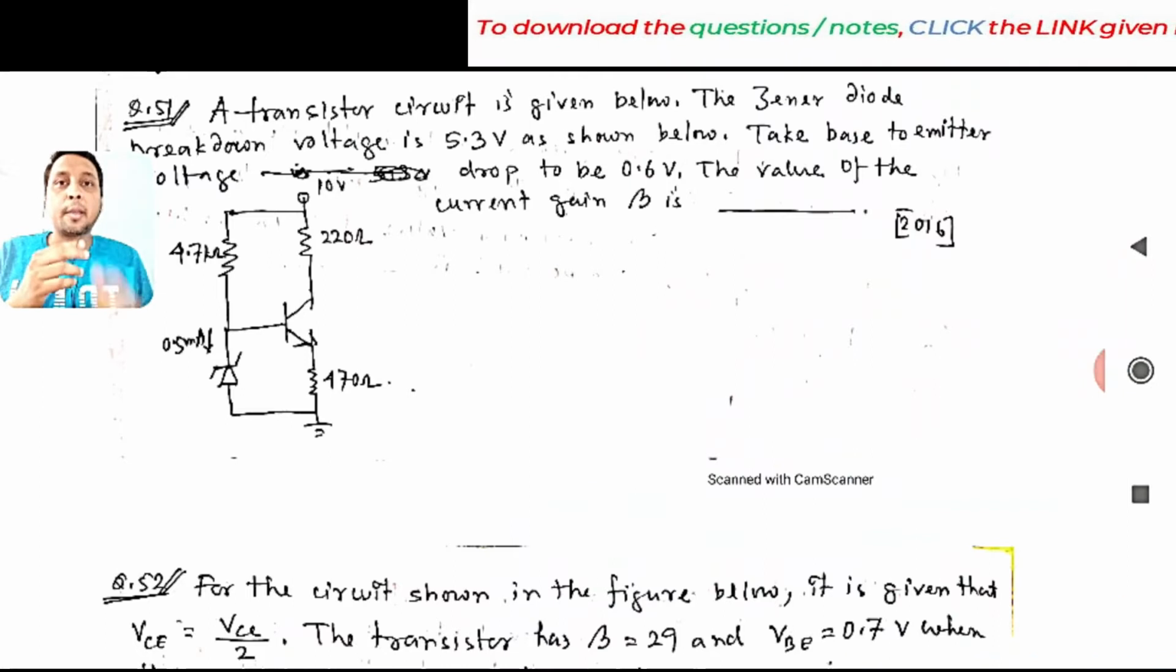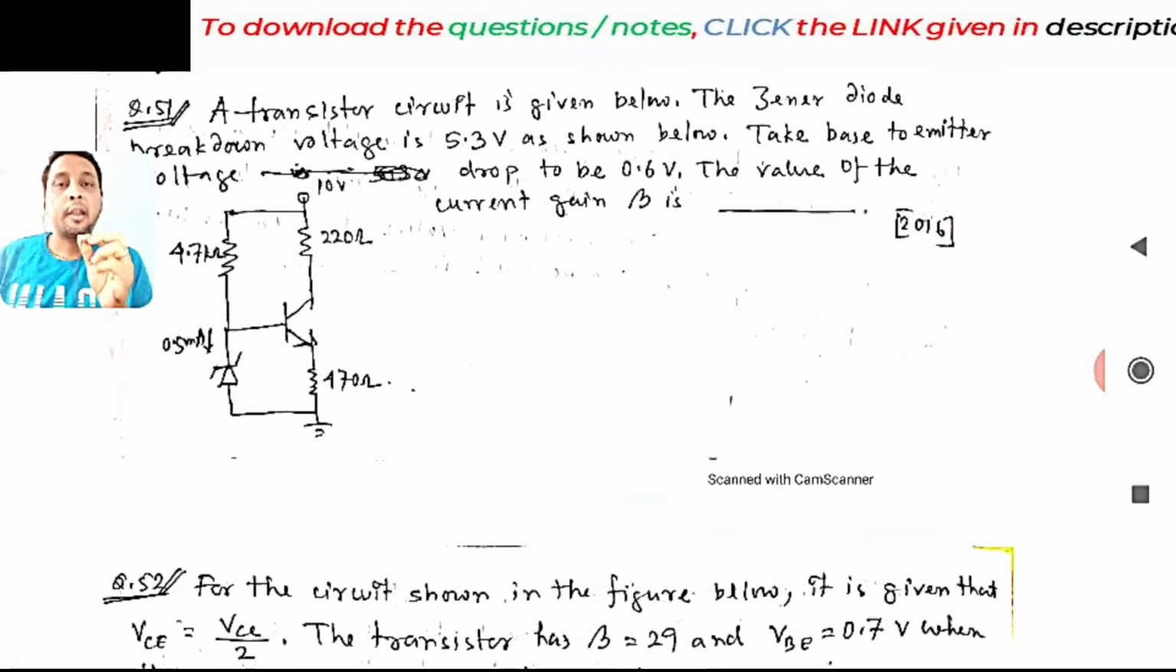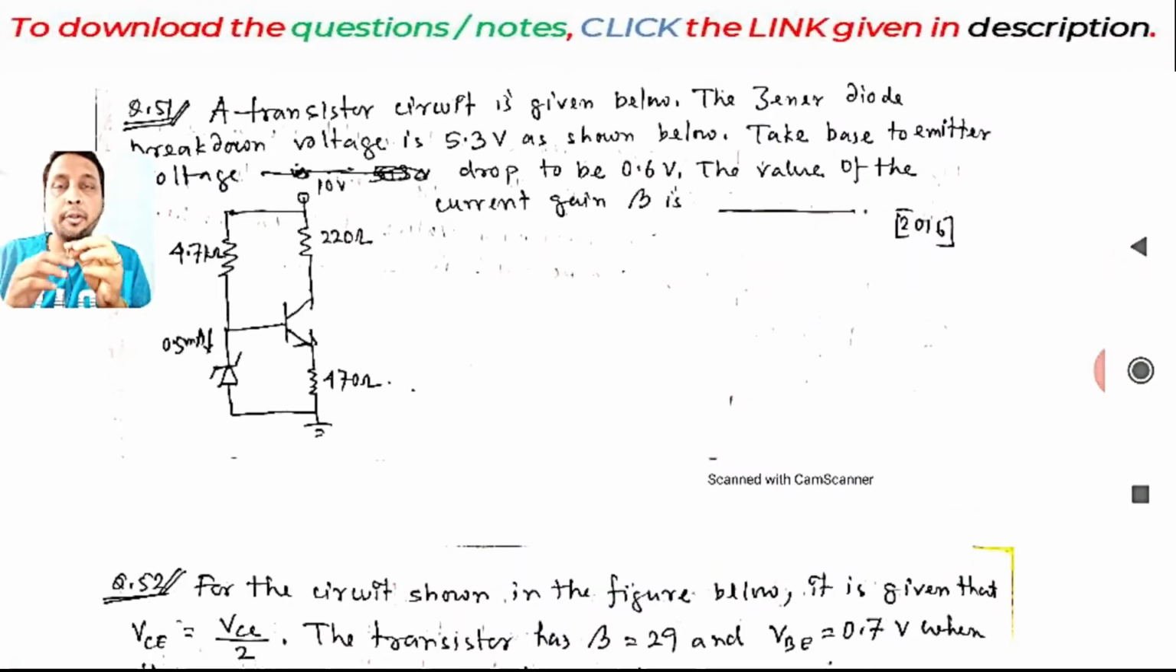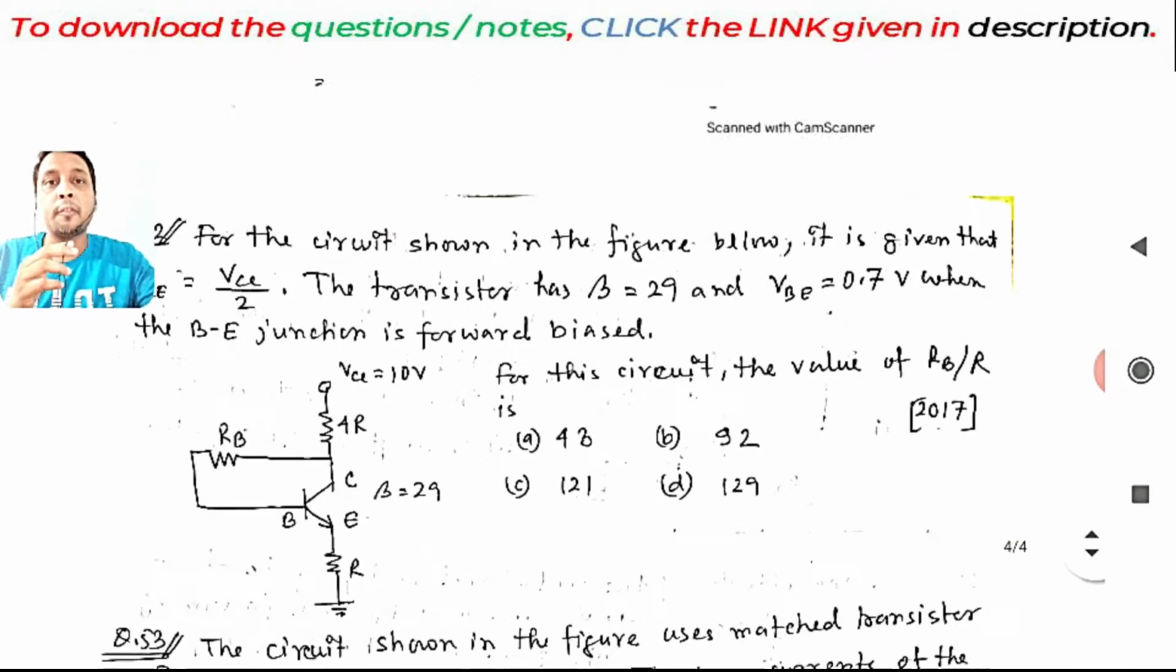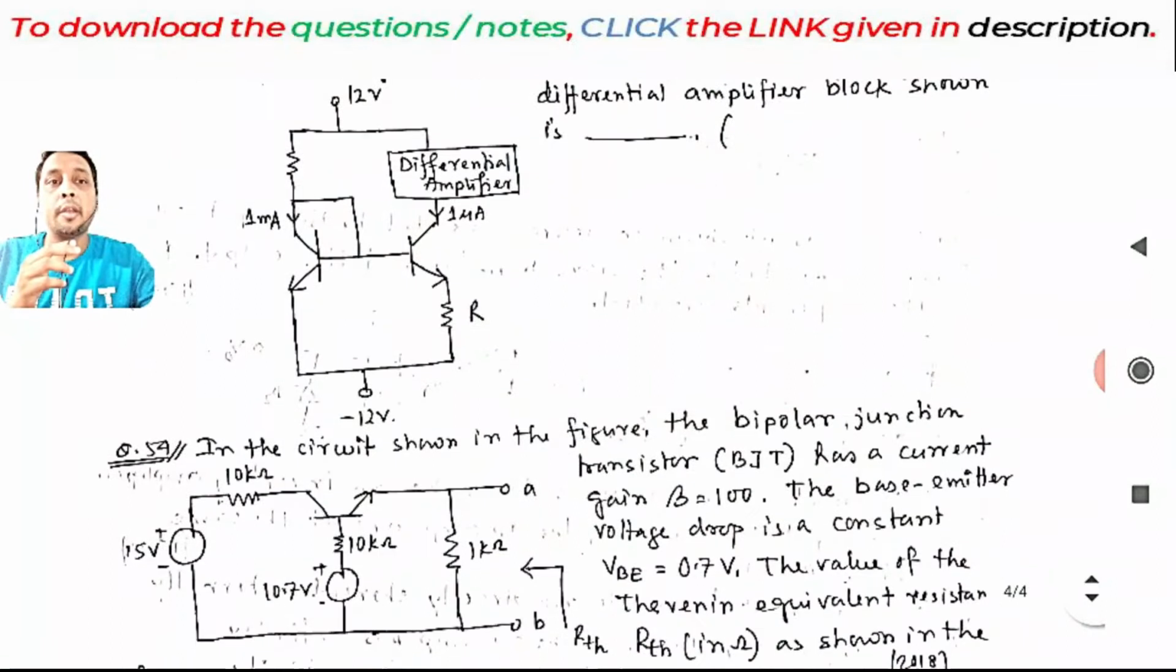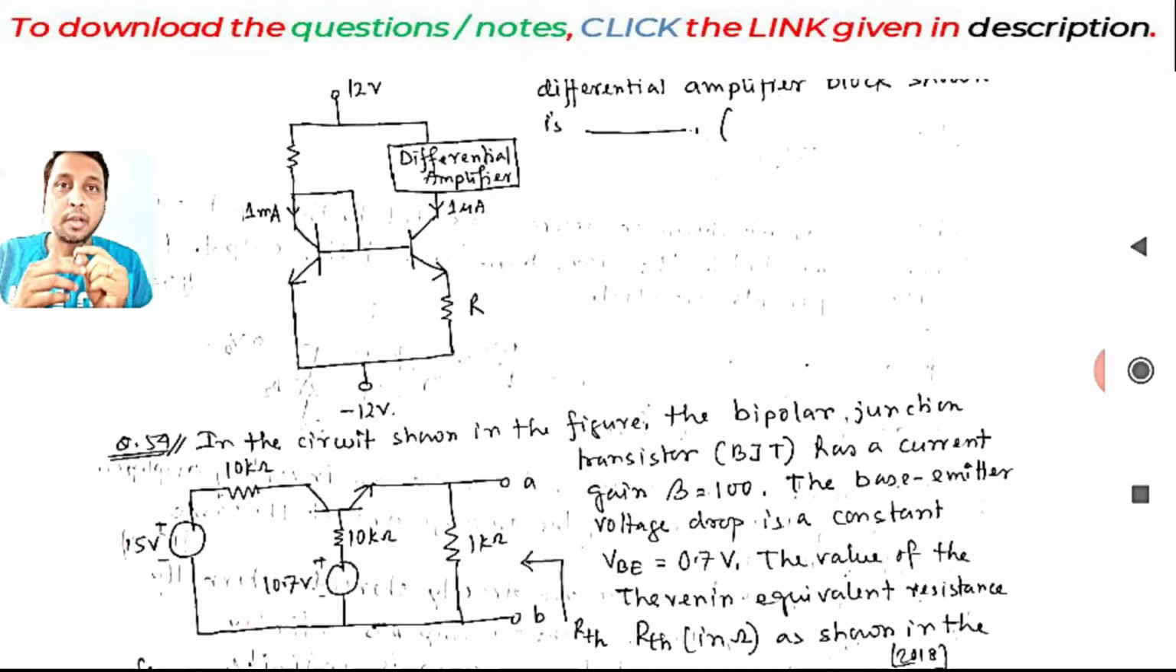Okay students, I welcome you all to this new lecture on the GATE Analog Electronics series. Today we will be solving 4 questions, question number 51 onwards: 51, 52, 53 and then 54. Okay then, let's try to solve these questions.